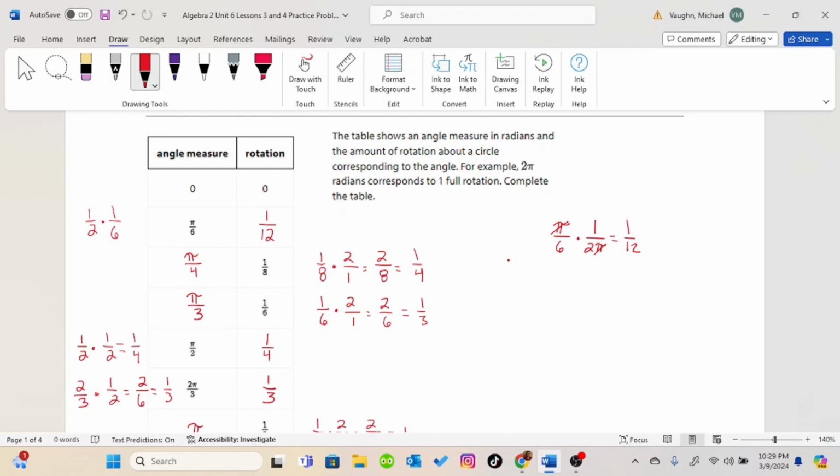If we're going in reverse and we have the rotation, we can multiply it by 2 pi, and we get the angle measure.